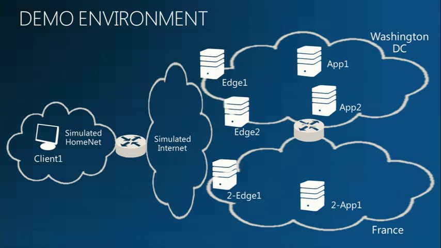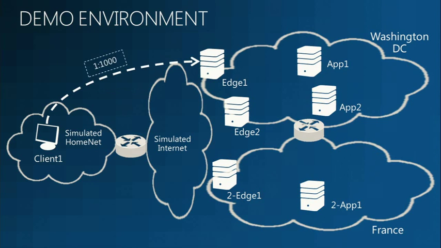But basically what we're going to look at is client 1 on the left-hand side, within a simulated home network that is hanging off the internet behind a NAT device. We're going to connect over a simulated internet connection into my Contoso corporation, which in this example is actually composed of 2 different sites, a Washington, D.C. site and a site in France.